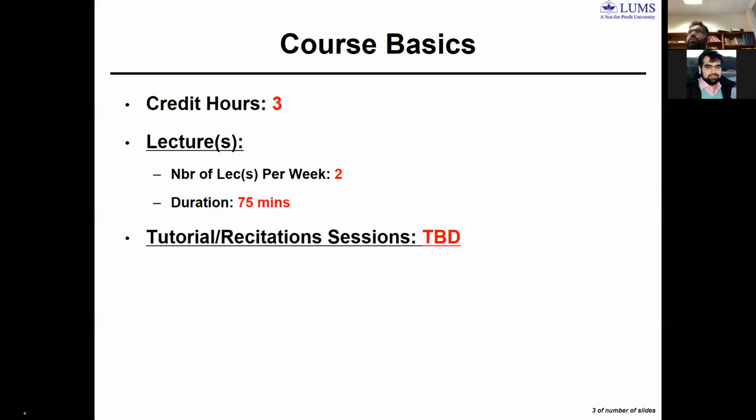Moving forward, the course is a 3 credit hour course. Mainly it's a lecture-based course, so we are going to meet 2 times per week, and each lecture duration is going to be 75 minutes. There will be some tutorial and recitation sessions which we are going to decide. They will not be per week, but whenever we cover some content and there are a lot of problems, either one of the instructors or the TAs will hold these sessions. They are again not mandatory, but definitely recommended and helpful for you.